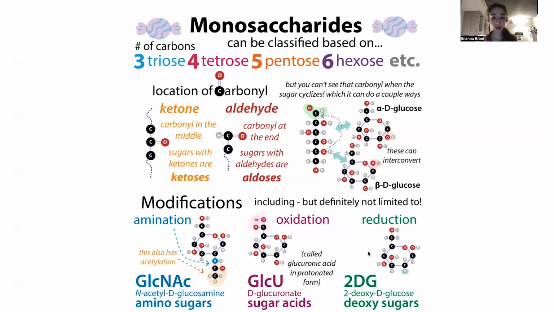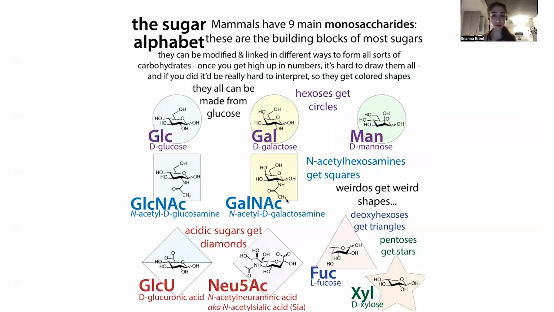Okay. Then we have all these long names, which can get kind of confusing. Since we have those main nine, we can represent them with different shapes and colors. The square represents an N-acetyl hexosamine. So hexose, remember, is six carbons, and it's got the amino group, and then it's got the acetyl group as well.